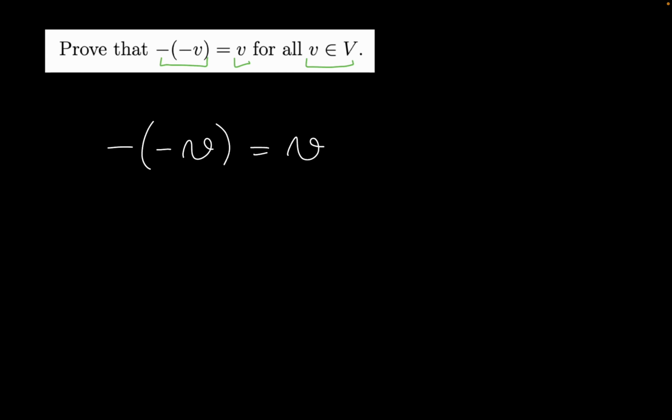This might sound like something that's so ingrained in us that we do it for real numbers, like we say that negative negative 9 is equal to plus 9. But it's something that we can actually prove rigorously. So we're going to prove that for vector spaces.